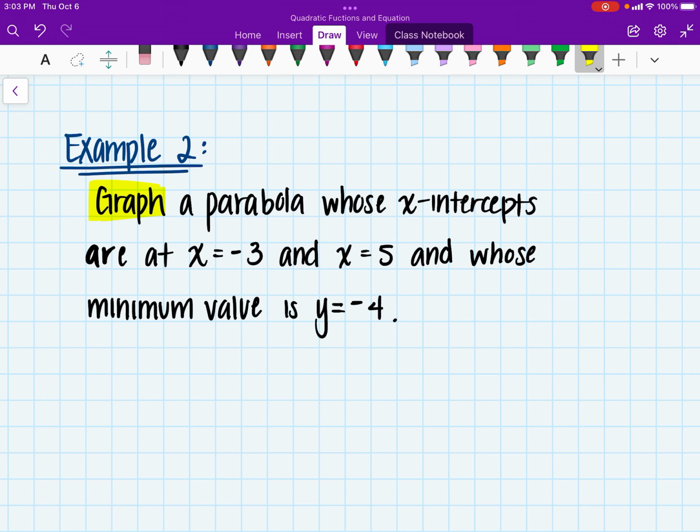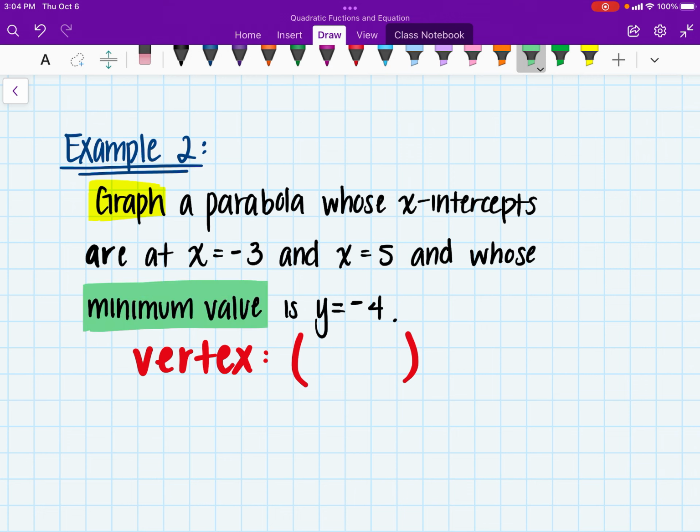Now, in order for you to be able to graph a parabola, the first point you need is the vertex. We need to identify the vertex. The vertex is composed of 2 points, x and y. And if you notice, they're giving us a keyword, a minimum value. Minimum value talks about our vertex. So they're saying that we have a minimum value of y equals -4. So that -4 is actually part of our vertex. It's the y of the vertex. I'm going to go ahead and write a -4 there.